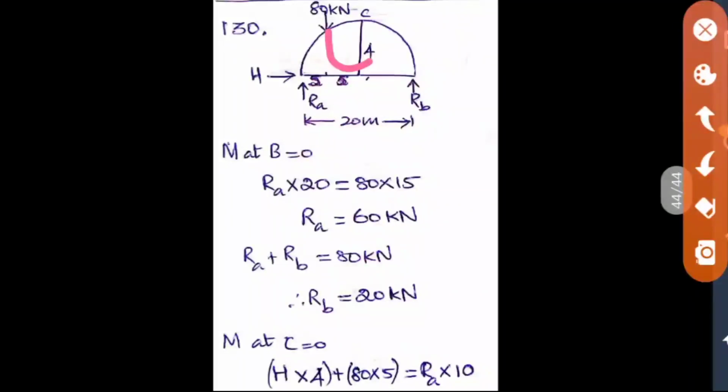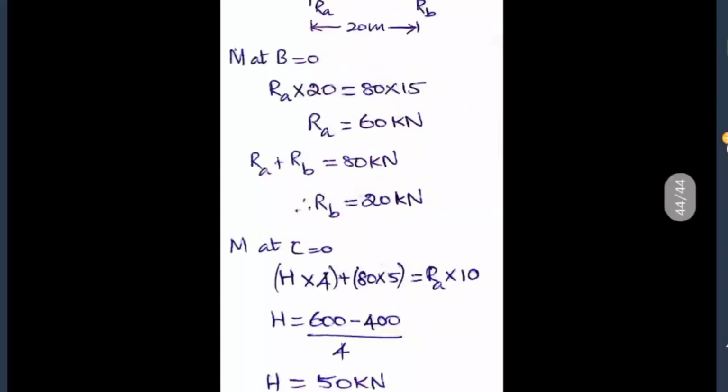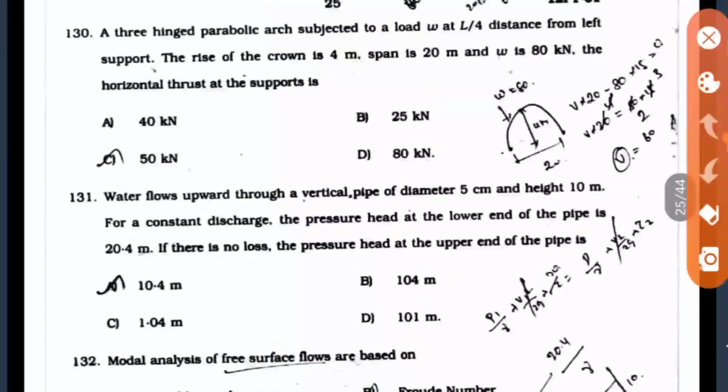So when equating this, we know the value for RA. If you substitute RA is equal to 60 kilonewton, we will get (600 minus 400) by 4, so that will be equal to 50 kilonewton. So here option C is the right answer.